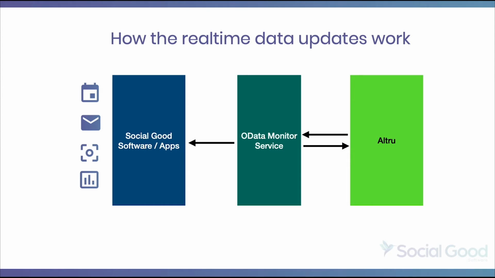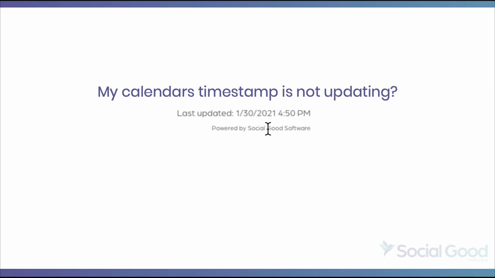Okay, so now that we understand how this works, I want to take some time to answer some questions that we typically get. The calendar's timestamp is not updating. It shows something like 4:50 p.m., but it's really already 6 p.m. What happened to the real-time data updates? This is a common question that we get, and it's saying, hey, what's going on? Why isn't my calendar updating? And the main issue with that is that we're waiting on Altru to respond back with any new data updates.